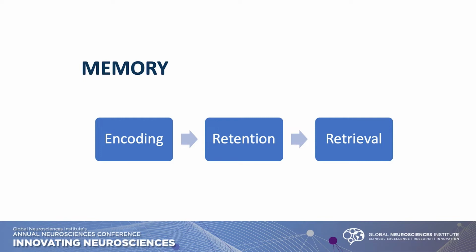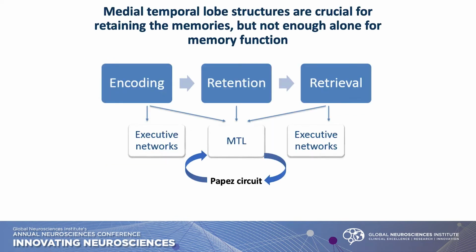Now, memory itself is not just this. There are several steps for us to form memory. The first step is probably encoding. Then we have to have the ability to retain the information, and our brain has to have the ability to retrieve the information, that is, find the correct information at the necessary time. Now, somewhat different anatomical structures are involved in these steps. The retention itself is, as I said, heavily dependent on the medial temporal lobe structures and the Papez circuit, as we know. But encoding and retrieval become dependent on the executive networks.